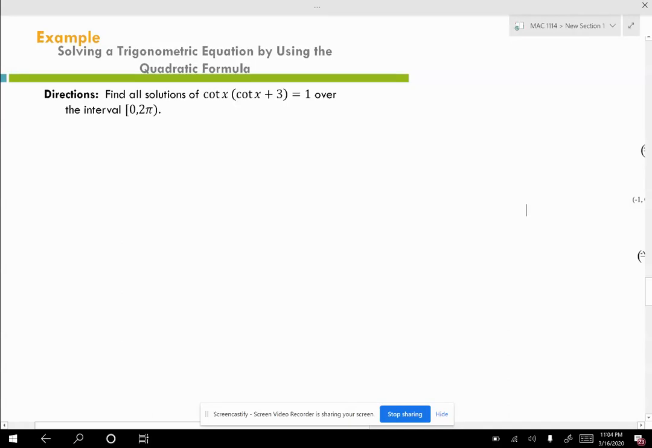All right, you guys, we're going to continue on with the next example. So this problem says find all solutions of cotangent x times (cotangent x plus 3) equals 1 over the interval from 0 to 2 pi.